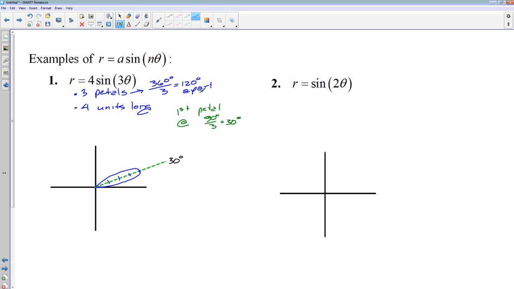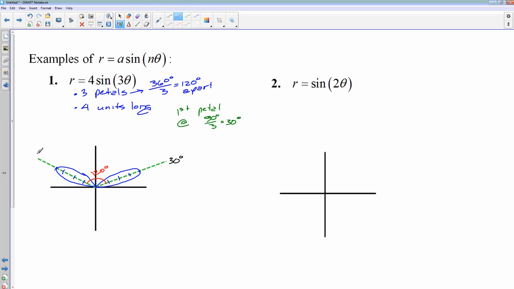Then I have to remember that my petals are 120 degrees apart. So if my first petal is at 30 degrees, my next one, 30 plus 120, puts me all the way at 150 degrees. So my next petal is going to be over here at 150 degrees, and if you remember your unit circle, you remember where 150 is. And there is where my second petal is going to go. Oh, it's 4 units, not 3 units. So 4 units, there's my second petal. And this angle right here, that angle is 120 degrees. All petals are 120 degrees apart.